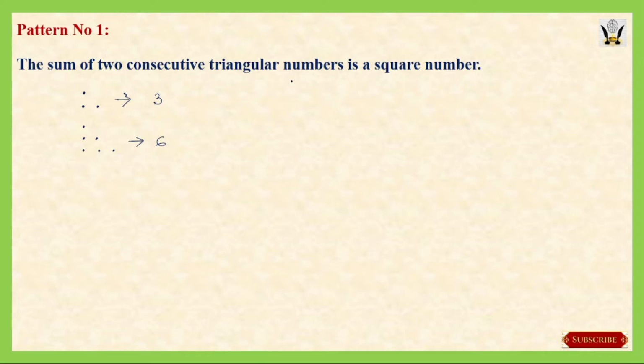Now what we have to do is take the sum of two consecutive triangular numbers. So we add these two numbers, and that is 9. And 9 is the square of 3. So the sum of these two triangular numbers is a square number. Now the next triangular number, let's see how much it is. It will be 1 plus 2 is 3, plus 3 is 6, then 6 plus 4 is 10. So if we take these two consecutive triangular numbers, it will be 6 plus 10, which is 16, and 16 is 4 square. So again it is a square number.